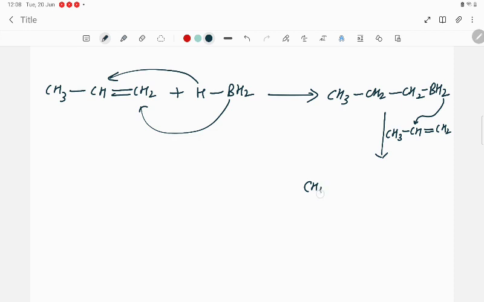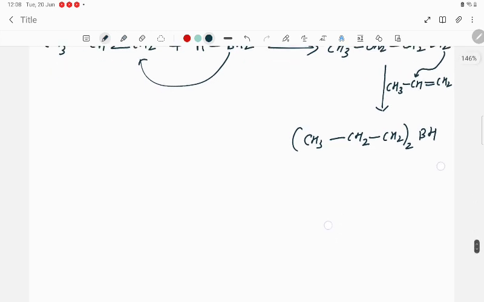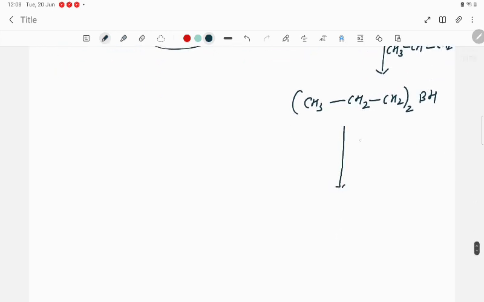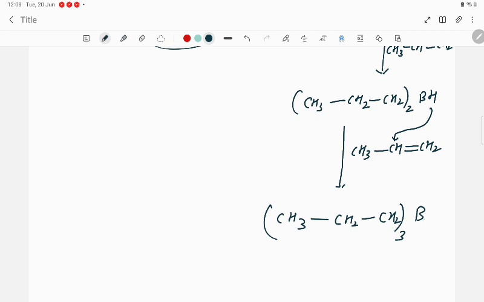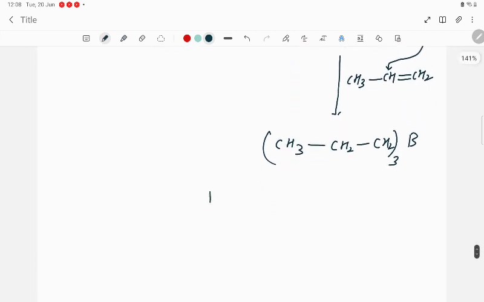So let us try to understand. CH3, CH2, CH2, this two times, is going to be BH. Now again you add another molecule of propene, CH3, CH double bond CH2. So you are going to add here. So dear students, let us see what is going to form: CH3, CH2, CH2, three times, B. This is trialkyl borane.